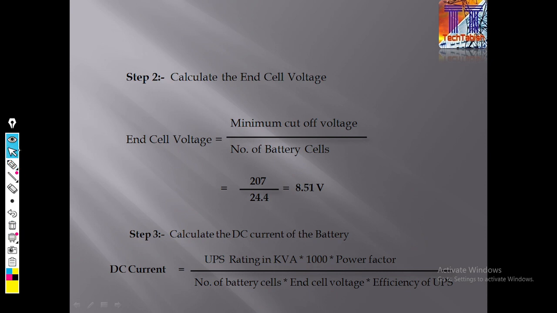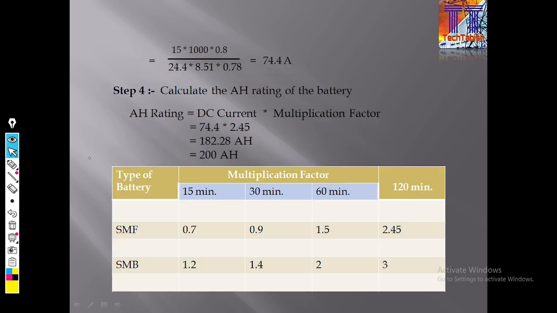Now we have put in all the data, and we got 74.42 ampere DC current. Now we have to move to step number 4.